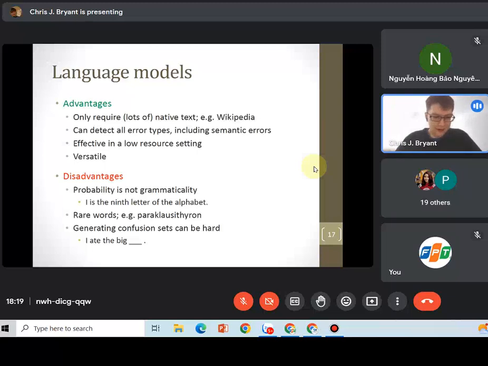The example I use is paraklausitheron, which is a very special technical term that relates to a very specific type of Greek poetry, but is still a valid word in English. And another thing is generating confusion sets can be hard. So we saw with prepositions, you can just define like 10 prepositions and try them in turn. But if we were trying to generate something in the gap, I ate the big then there are so many different words that could fit in there. It's very hard to know which one is intended. So that is a bit of a weakness.